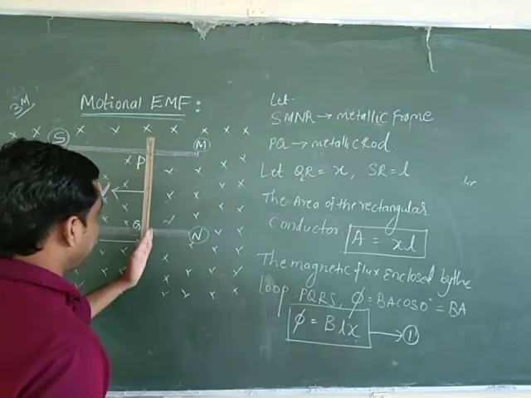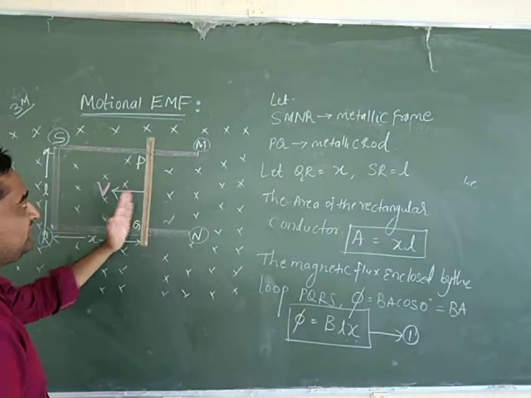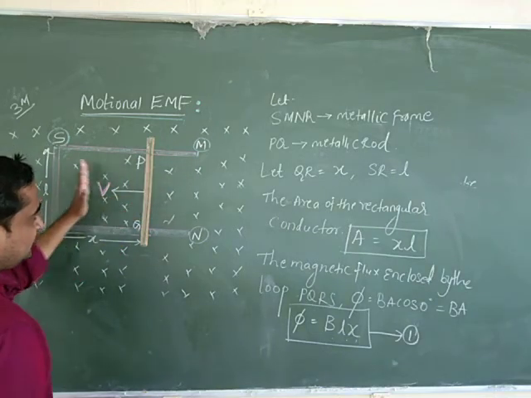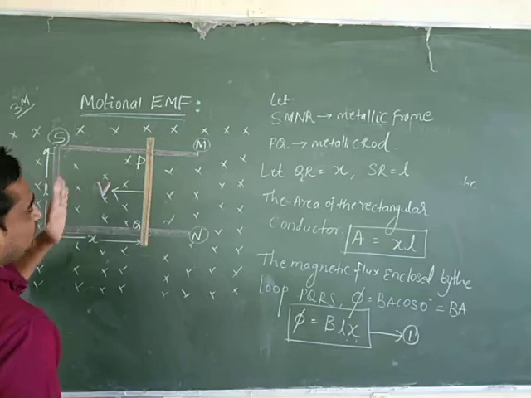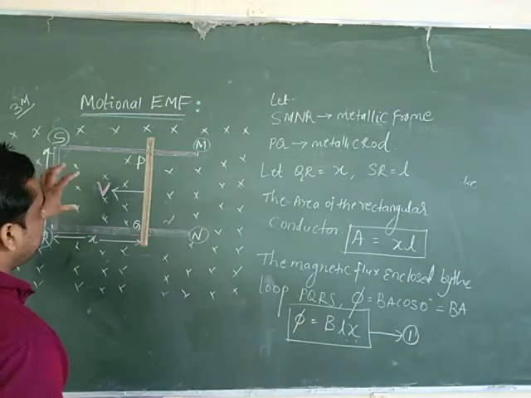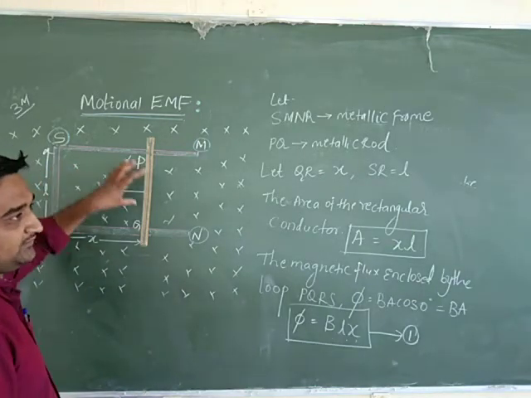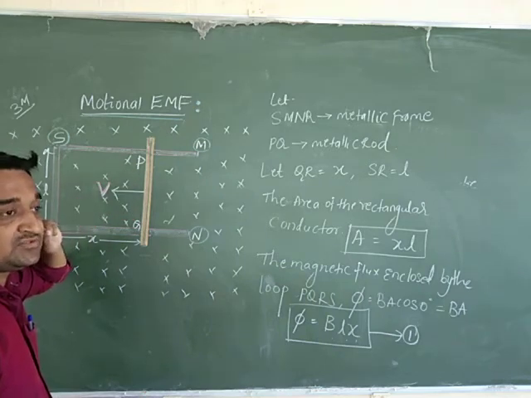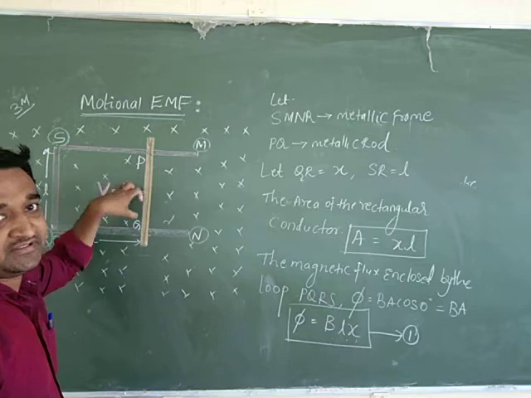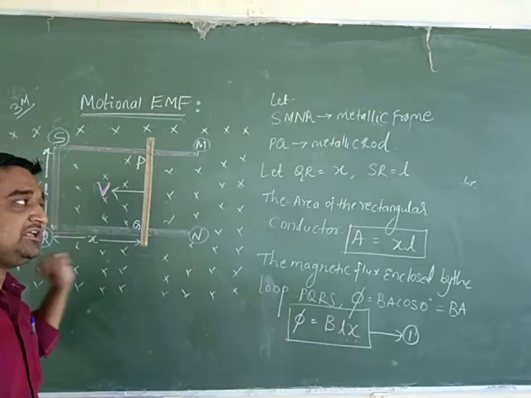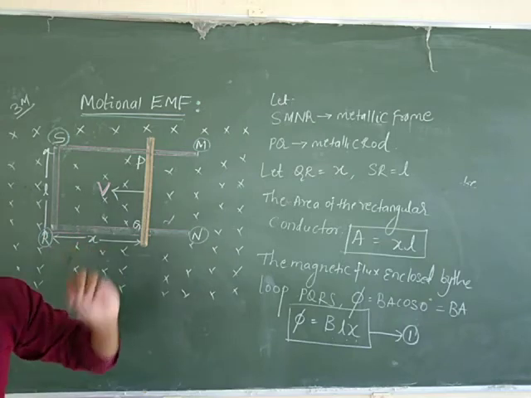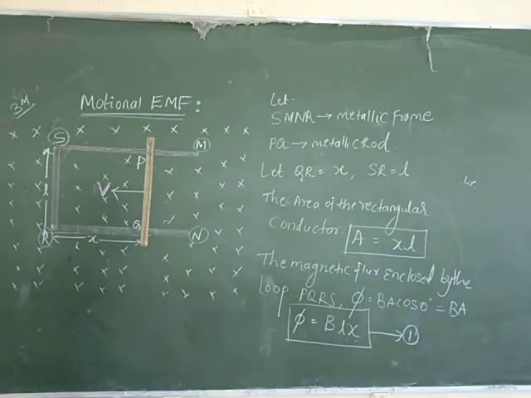This conductor, the rod PQ, we have placed on the metallic frame. The magnetic field is applied. I move this conductor towards the left with velocity v. The area of the loop changes, and hence the magnetic flux linked with the coil changes, so that EMF is induced in it. How can we calculate the induced EMF here? I can calculate it by Faraday's law of electromagnetic induction.